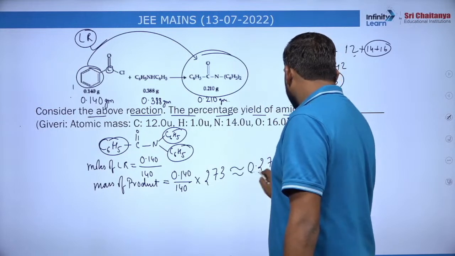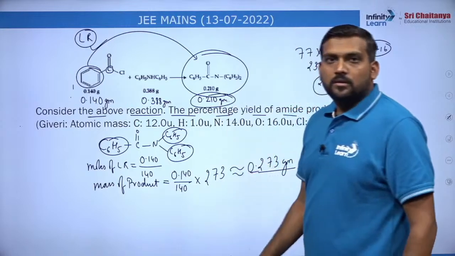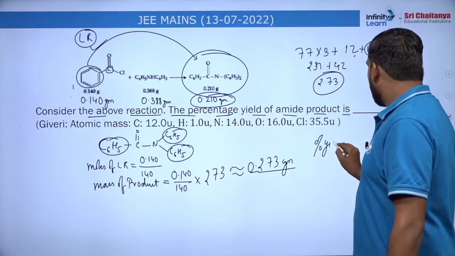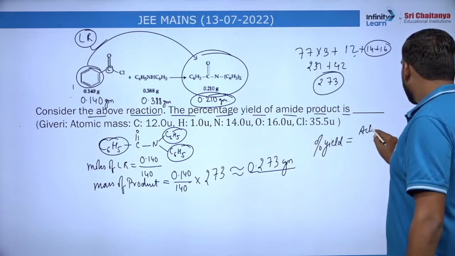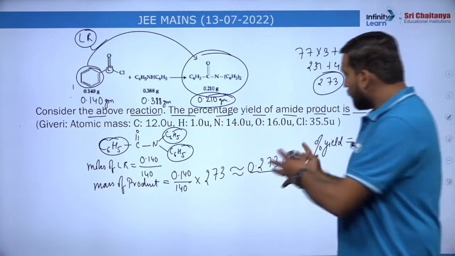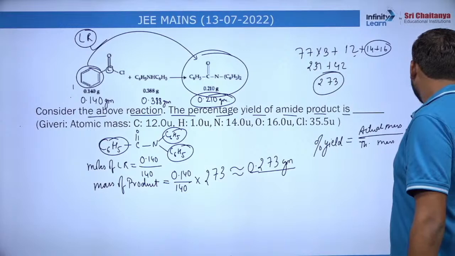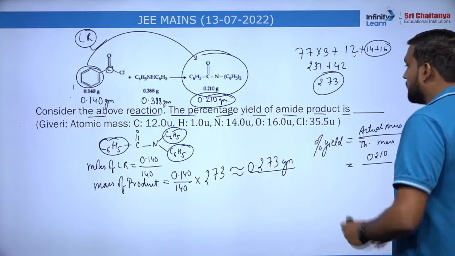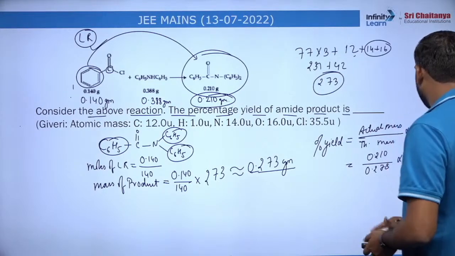Okay, this is the theoretical mass that has to be produced, but what is the actual mass? This much. So we can calculate the percentage yield from here. The percentage yield is basically equal to the actual mass of the product divided by the theoretical mass, into 100. So the actual mass is 0.210 and the theoretical mass is 0.273, and multiply that with 100 and you will get your answer.